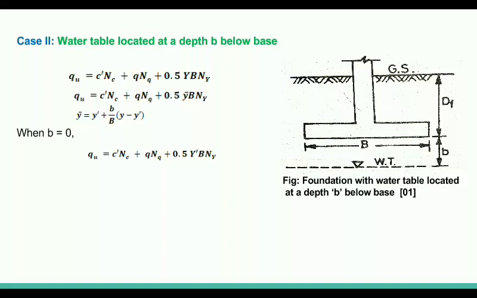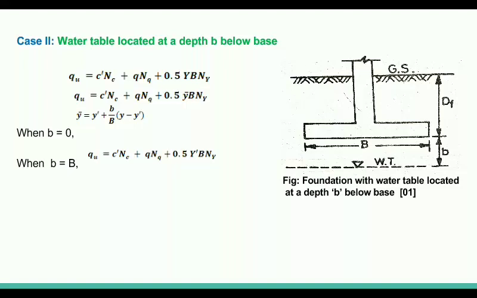this Qu term, this 0.5 gamma, becomes submerged. So we can write 0.5 gamma submerged, or gamma dash, B and N gamma. So this is the final equation, or final formula, when the water table is at the base of the footing. Are you getting my point?